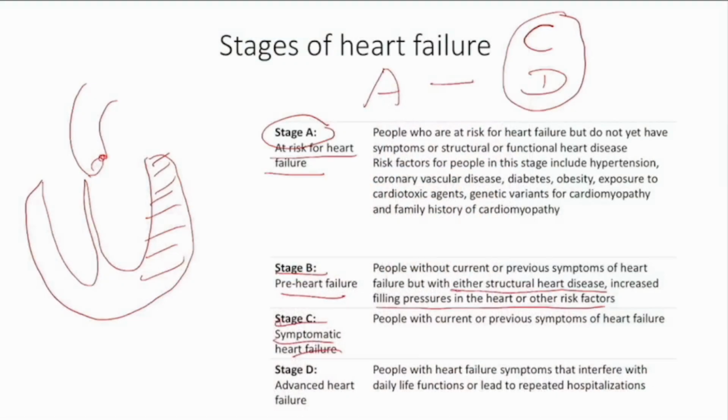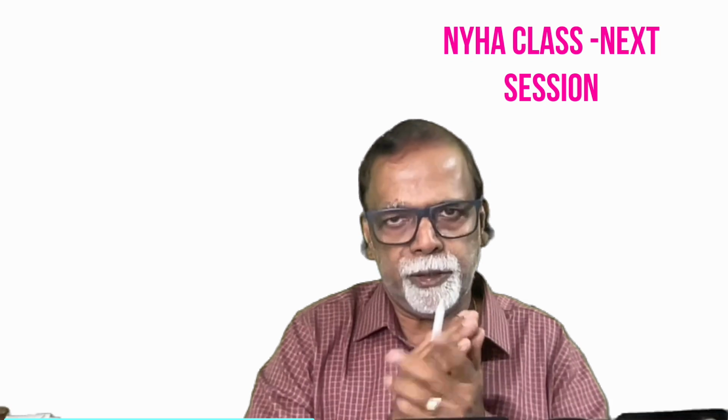And now we go to stage D. Stage D means people with heart failure symptoms that interfere with the daily activities or lead to recurrent hospitalizations. So let us take our patient. Our patient has got symptoms which are incapacitating, and daily activities are interfered with. So we can definitely say the patient has got stage D disease.